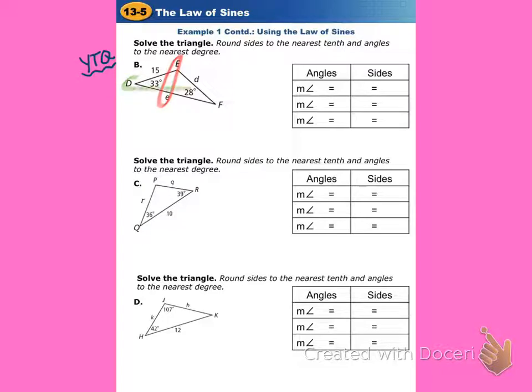Angle D and side D would go together. And finally, angle F and side F would go together. And so, you're going to go ahead and fill in the parts that you know in this table here. And just keep in mind you can figure out this missing angle just using the triangle sum theorem.